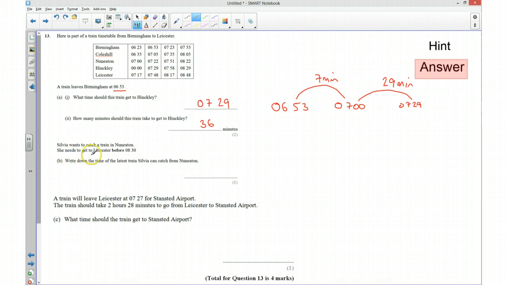Okay, Sylvia wants to catch a train in Nuneaton. She needs to get to Leicester before 8:30. Well, this train here is going to get there too late. That's going to get there at 8:48, so we want this one here that gets there at 8:17. That's going to get her there on time, and she needs to catch this train from Nuneaton, so that means it's got to be this train here that she catches, which is the 7:51 train.